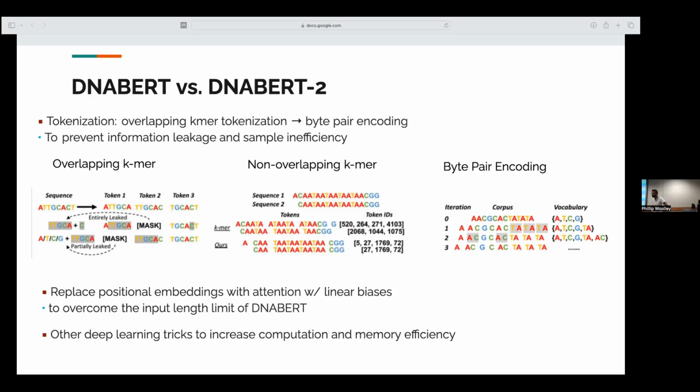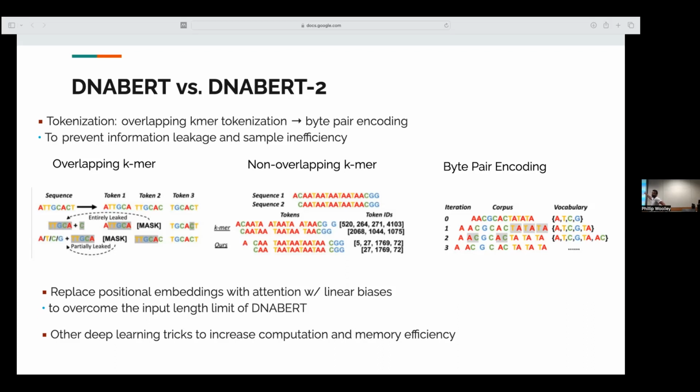Do you know why they went for the overlapping approach in the first place? Because a lot of people, when they work with DNA, used to do this overlapping thing. So maybe it was just carried forward, but it does not work very well with transformers, right?